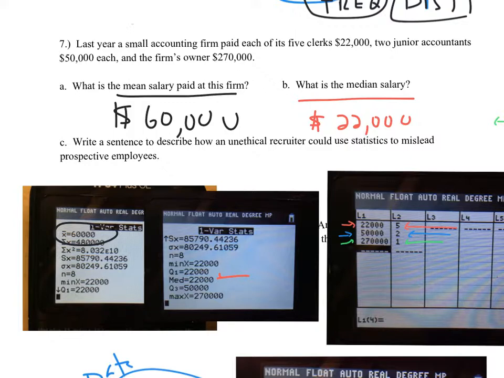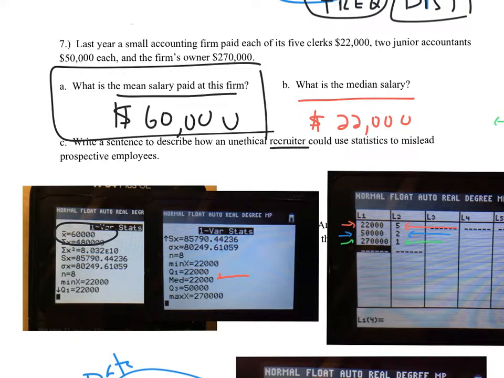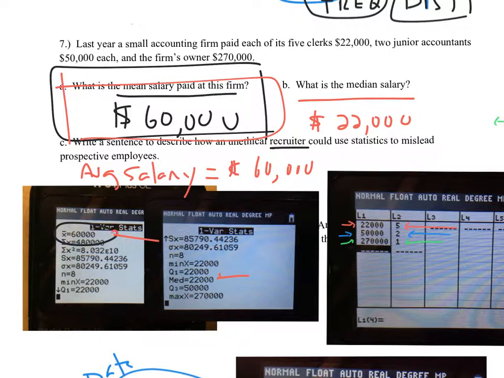Well, what they could do is say this. They could say, come work for our company, because that's what a recruiter is. They want someone to come work to their company. They're recruiting people to come work for them. They could say, the average salary at our company is $60,000, which is mathematically true. The average, the mean, is $60,000.